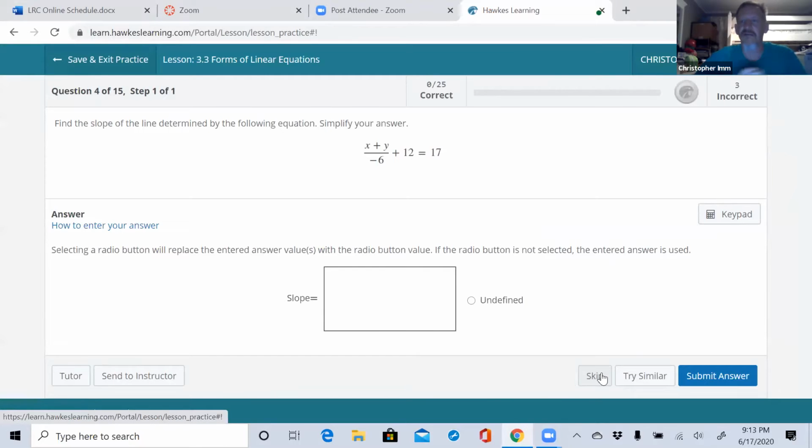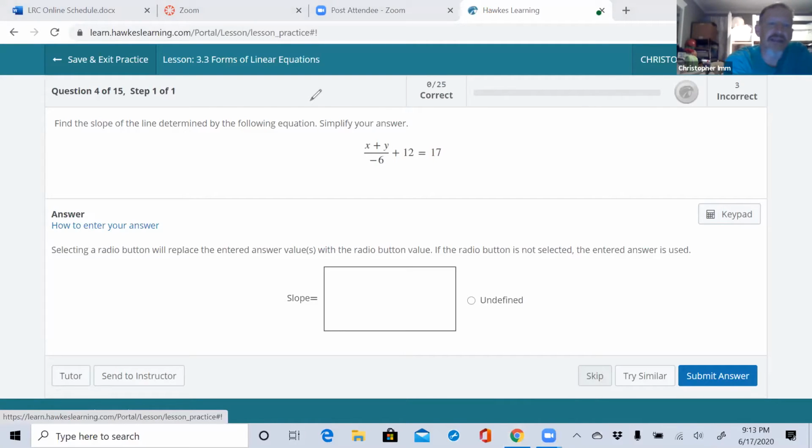Okay, yes. So something like this where we have a complex fraction. We want to find the slope of the line determined by the following equation and simplify our answer. We have (x plus y) over -6 plus 12 is equal to 17. So remember, to find the slope, I want to solve this equation for y.